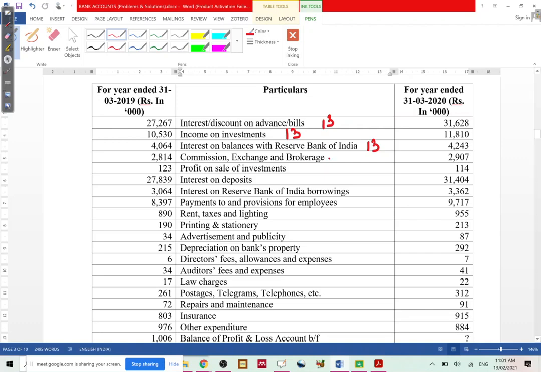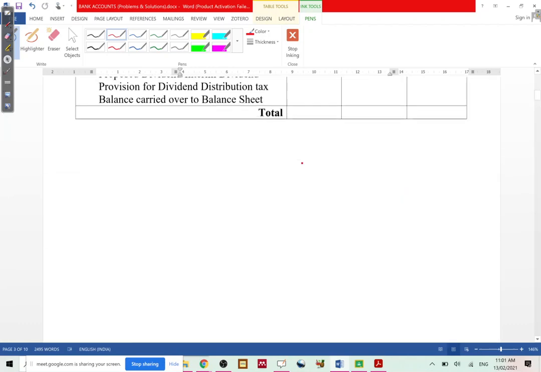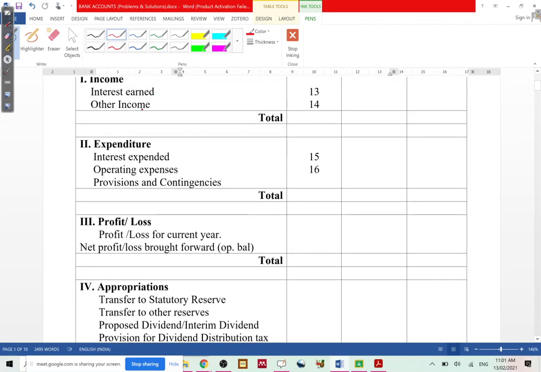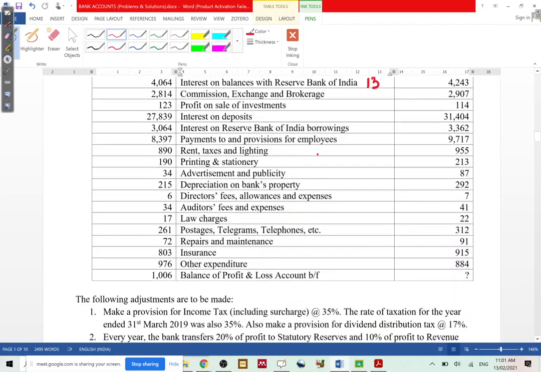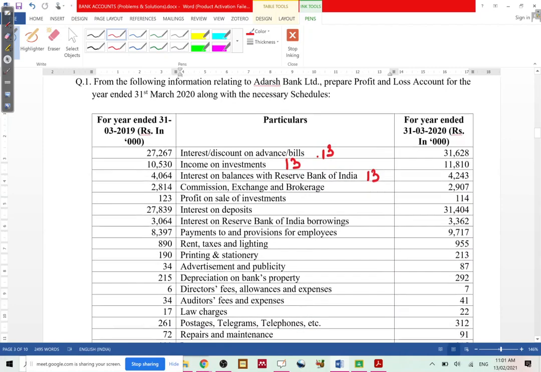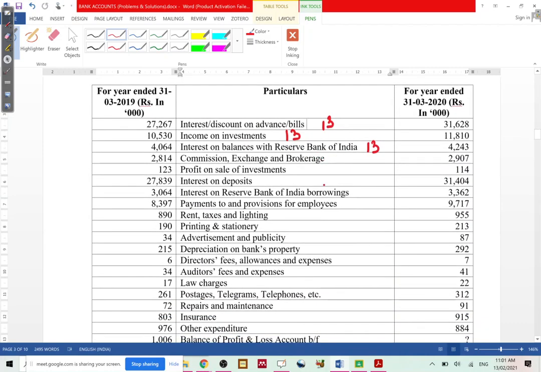Commission, exchange and brokerage. If you look at the pro forma, we also have something called other income, Schedule 14. Okay. So commission, exchange or brokerage is not interest. It is not under interest earned. So we will put that under Schedule 14, other incomes. Similarly, any profit you make by selling investments. Let's say the bank had shares of some company and now it makes profits by selling off those shares. That again is Schedule 14, other income. Right?